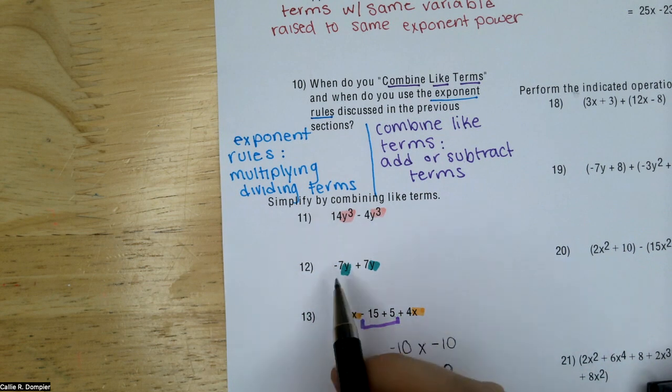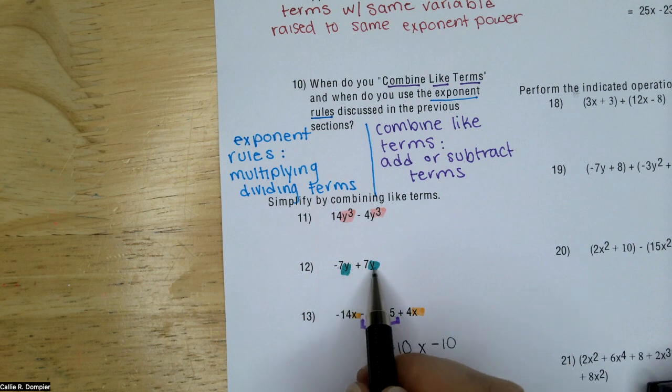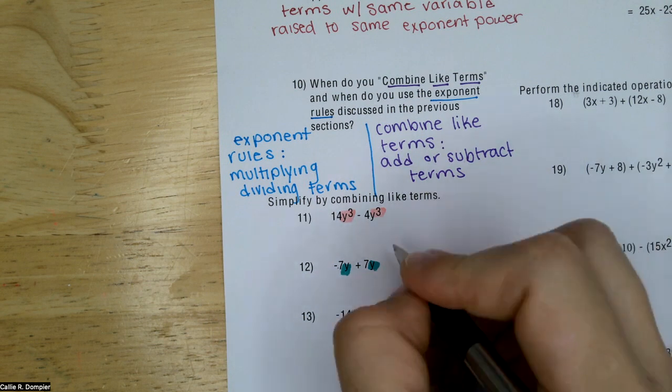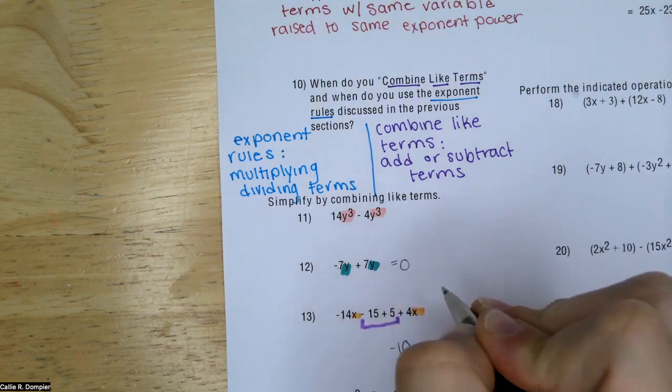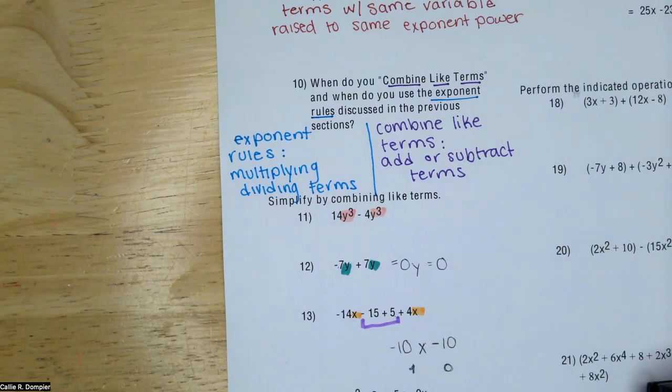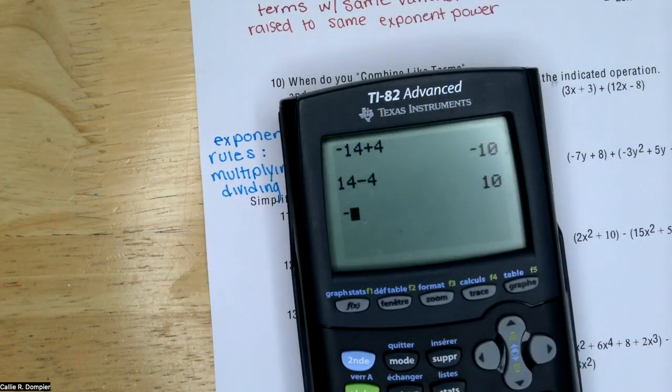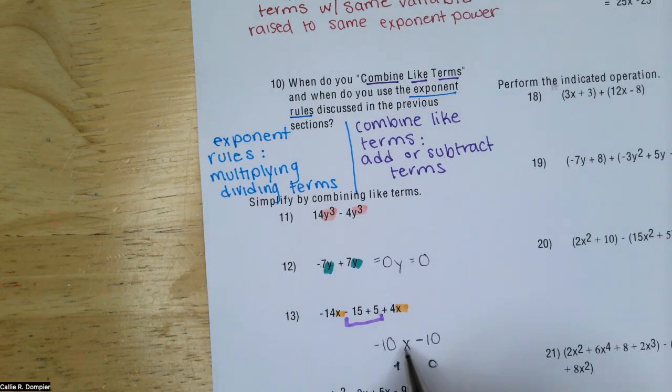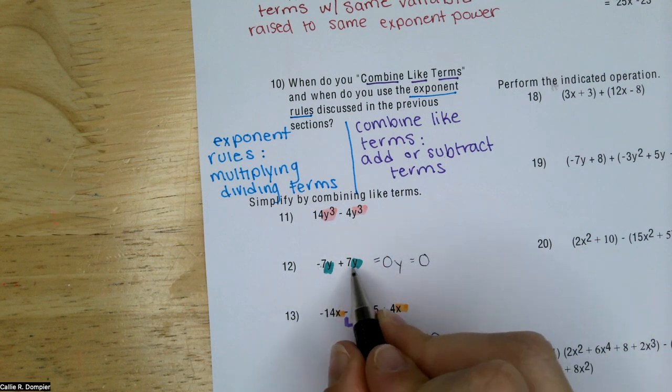That's combining like terms. Negative 7y plus 7y. Negative 7 plus 7 is just 0y, or just 0, because 0 times anything is 0. Here, we kept the x and combined the negative 14 and the 4. We kept the y and combined the negative 7 and the 7.